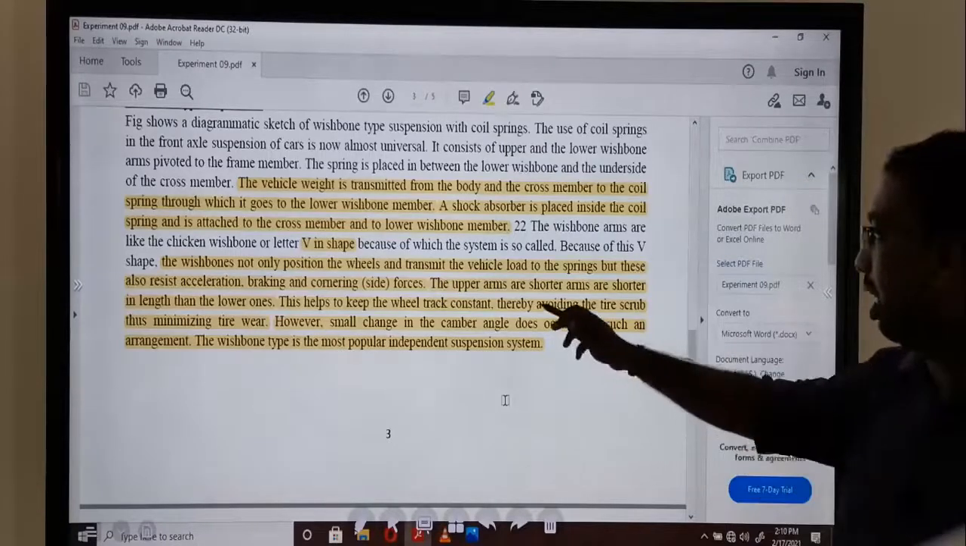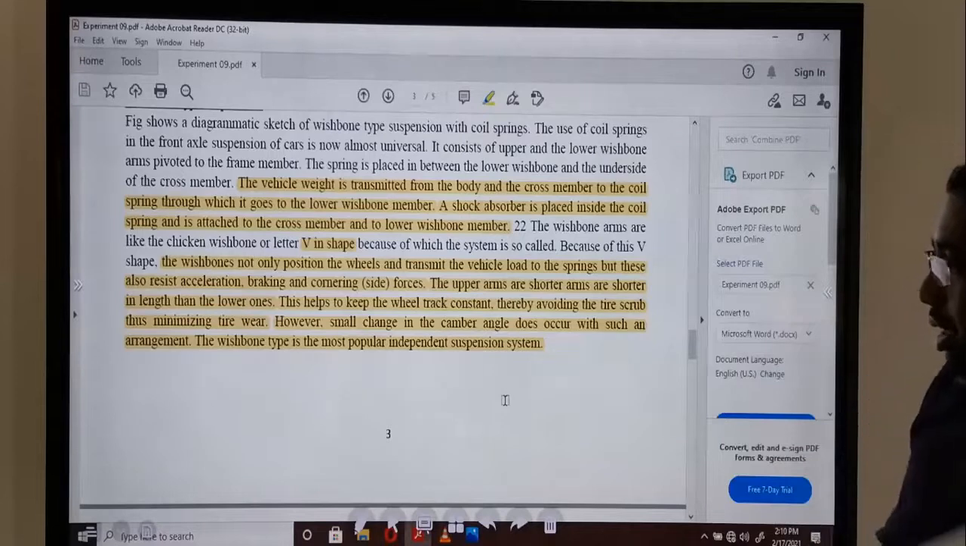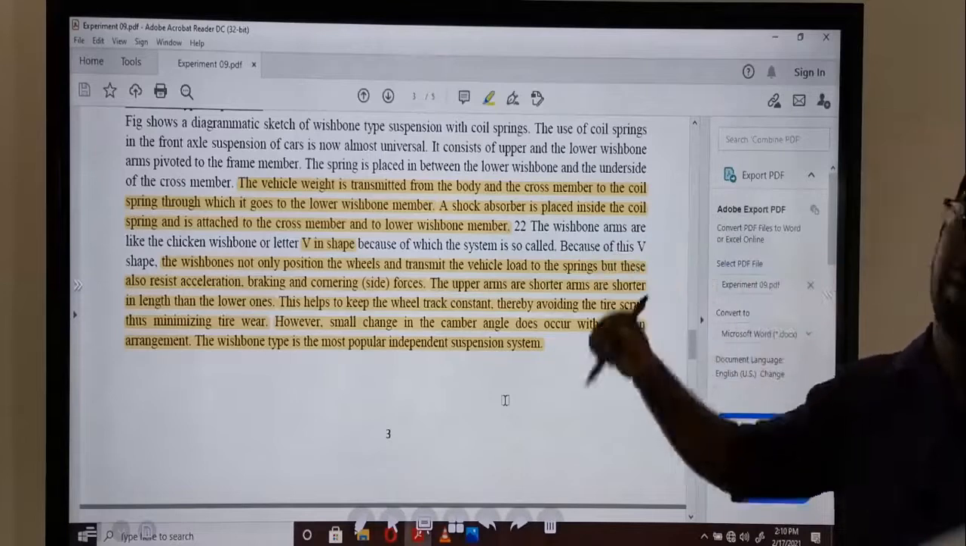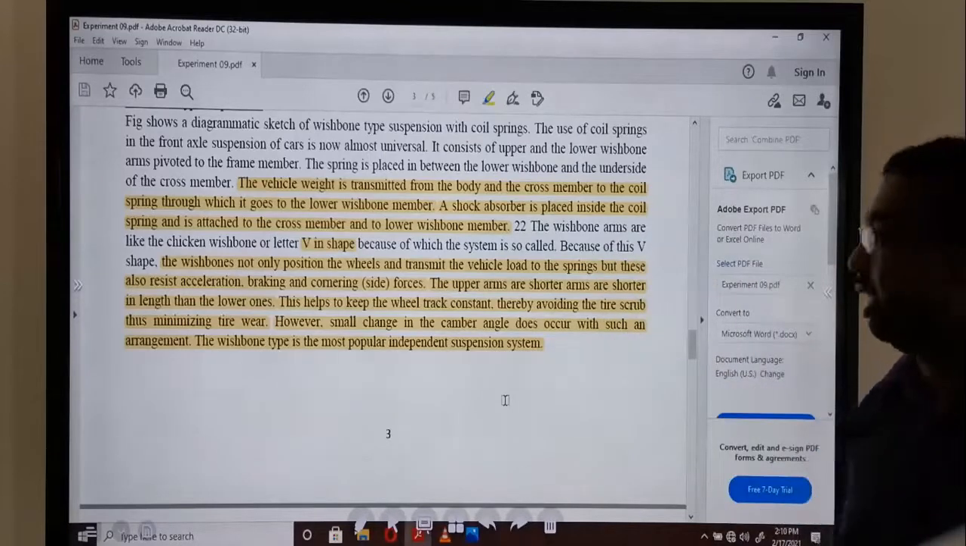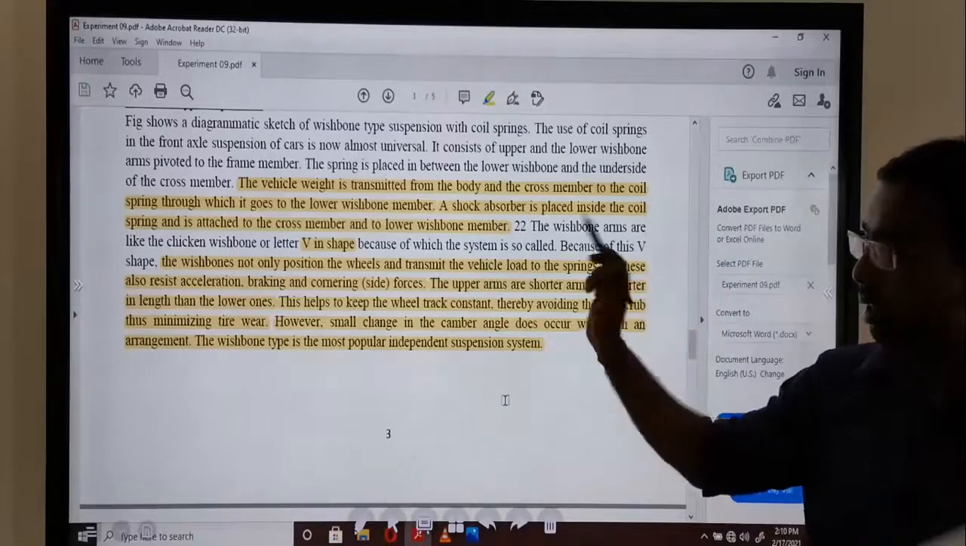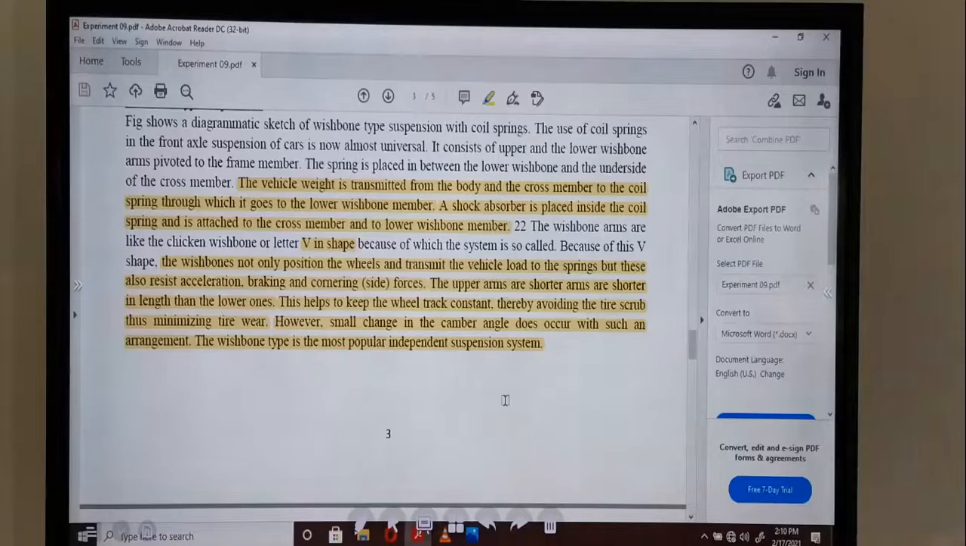The upper arms are shorter in length than the lower arms. That means the upper arms are very short, so the lower arm is very long.